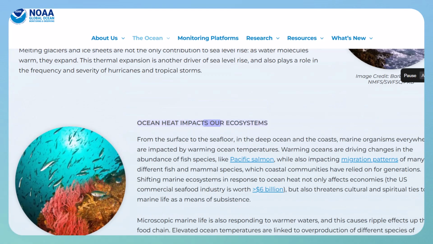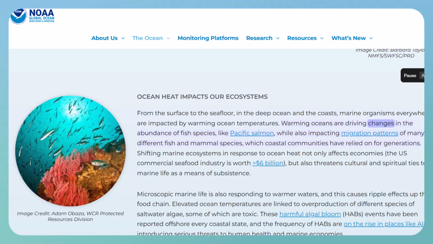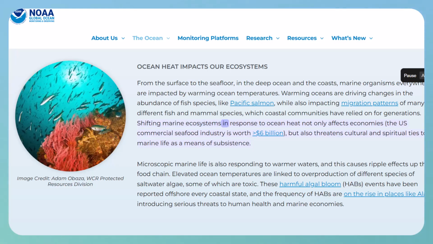Ocean heat impacts our ecosystems. From the surface to the seafloor, in the deep ocean and the coasts, marine organisms everywhere are impacted by warming ocean temperatures. Warming oceans are driving changes in the abundance of fish species, like Pacific salmon, while also impacting migration patterns of many different fish and mammal species, which coastal communities have relied on for generations. Shifting marine ecosystems in response to ocean heat not only affects economies.